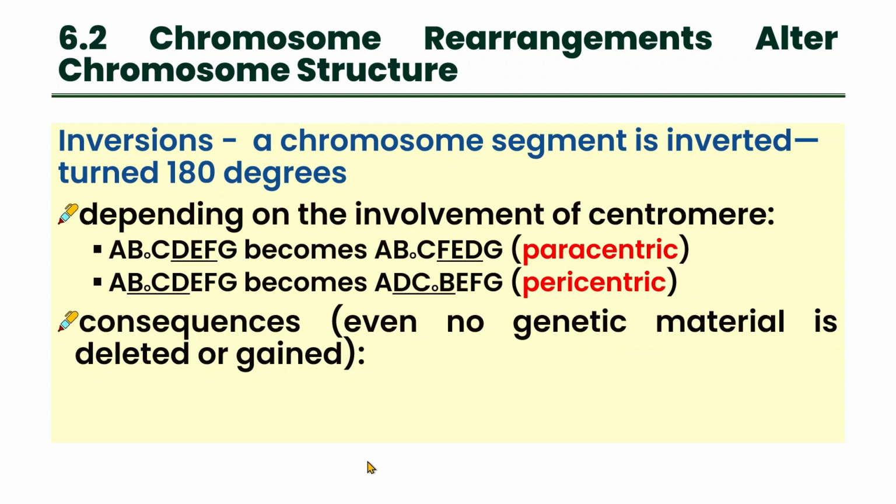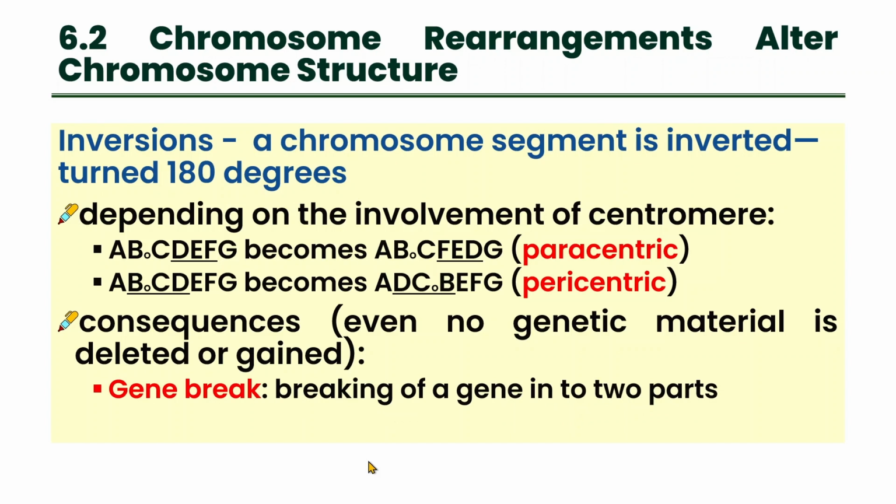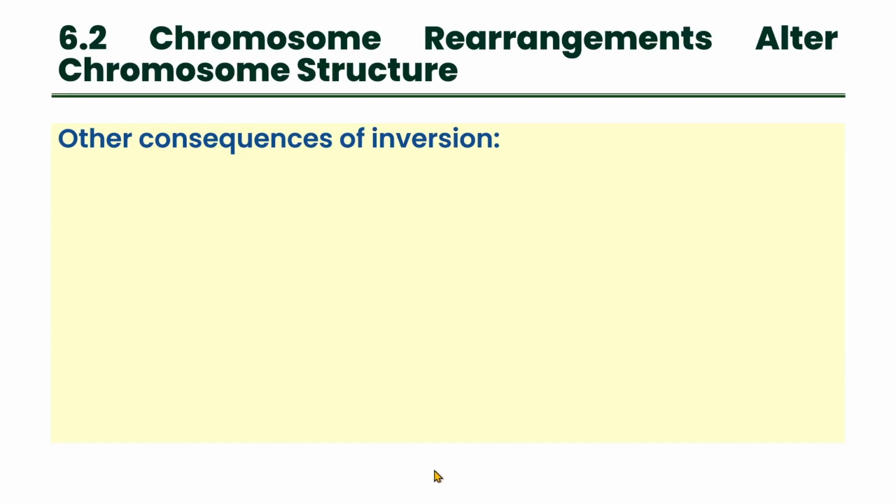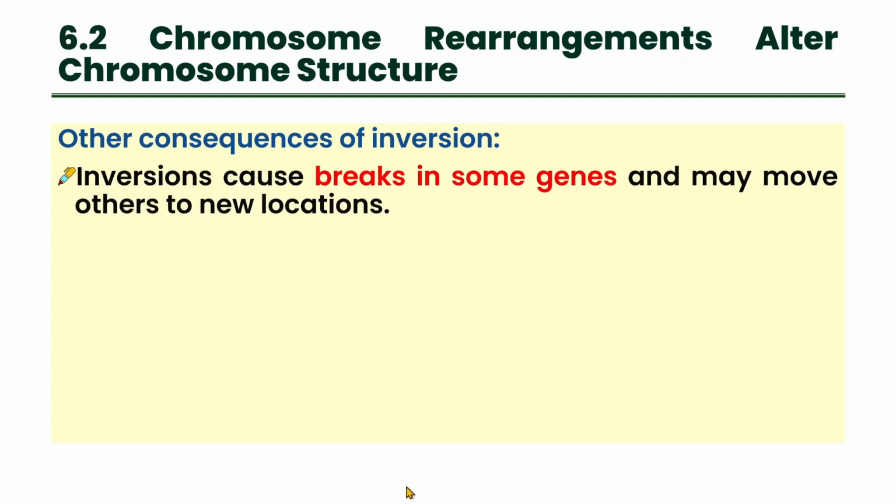Even though no DNA is gained or lost, inversions can still cause significant effects. They may result in a gene break, splitting one gene into two parts, or a position effect, where the expression of a gene changes because it's moved into a new location. This is another example of the two types of inversion, paracentric and pericentric. Para means next to the centromere. Peri means around the centromere. Inversions can cause breaks in some genes and may relocate others to entirely new positions in the chromosomes.